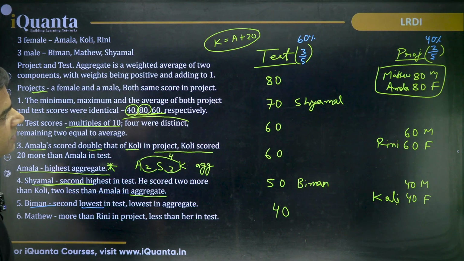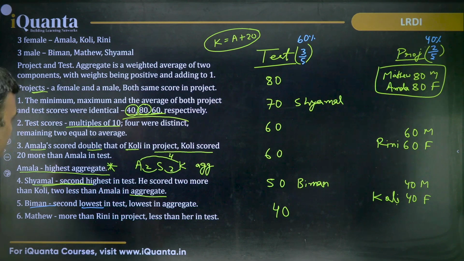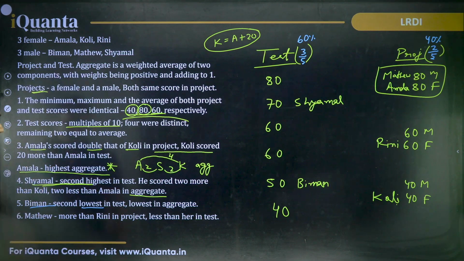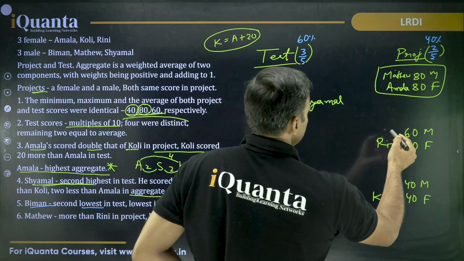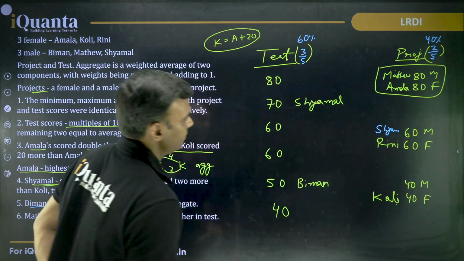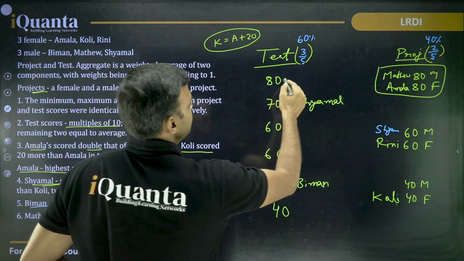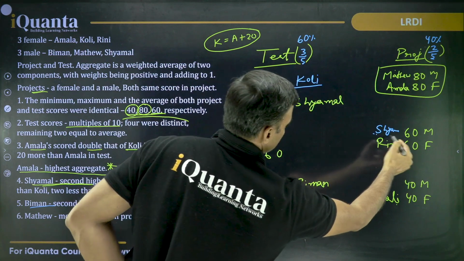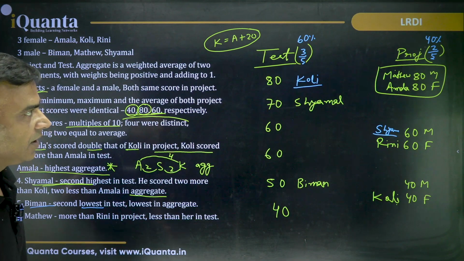Kohli is 40. Here we don't know what Kohli is. So we'll check for both of them one by one. Let's see. First, if I assume, again I'll take blue color. If I assume this 60 to be Shamal and 80 to be Kohli. Just remember that I've taken blue color just to show that again we are assuming this, and then we'll keep changing the combination very clearly.